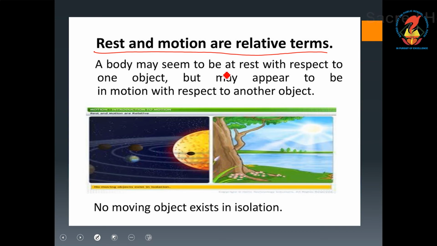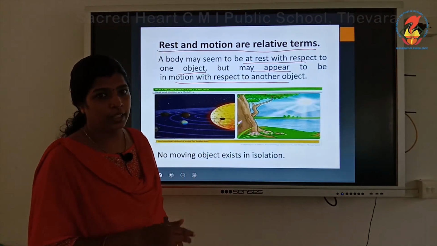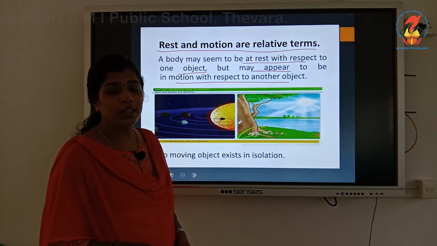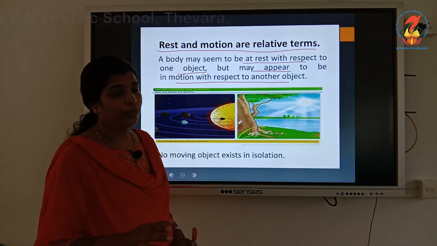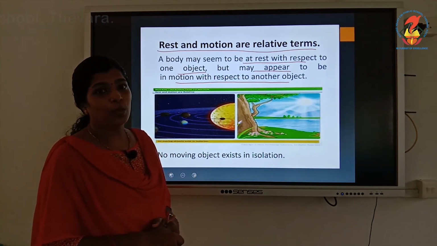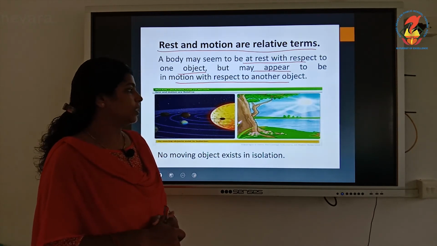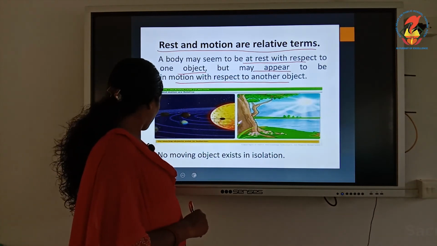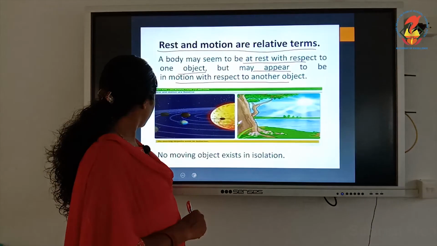A body may seem to be at rest with respect to one object, but may appear to be in motion with respect to another object. If you change the surroundings, then there may be changes in the state of motion and state of rest. That you will study in detail in class 9. So, for your class, we read only this thing.